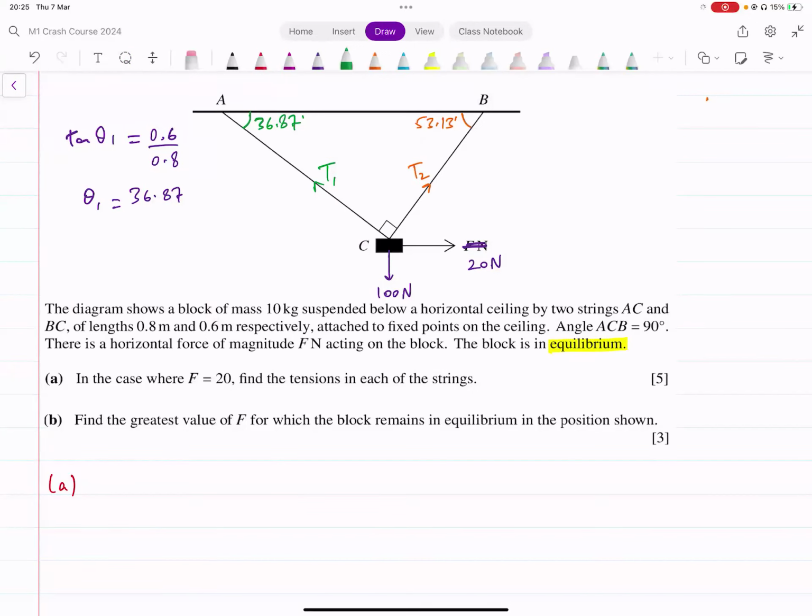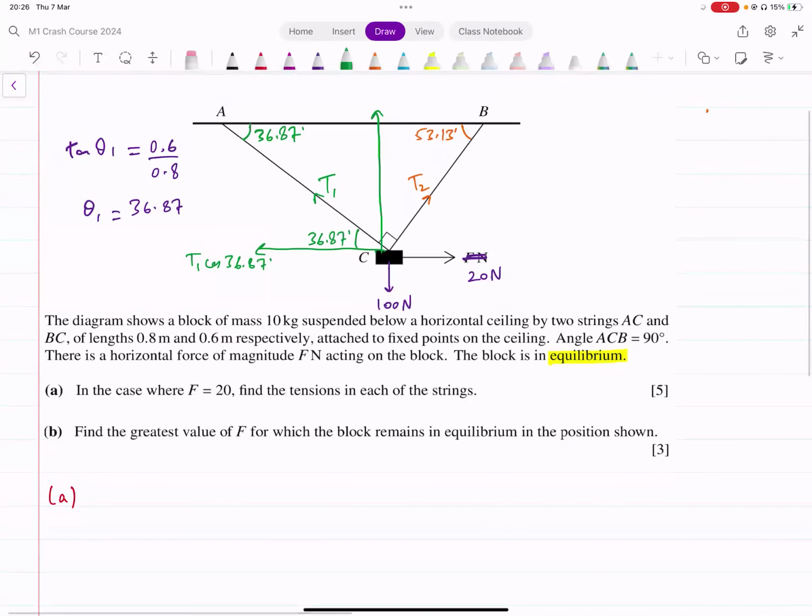There are going to be two components of T1, one acting in this direction and one acting vertically upwards. If this angle is 36.87, we can say this is an alternate angle to that. This is also going to be 36.87. So there are going to be two components of T1, one acting towards the left side. That one is going to be T1 cos 36.87 because that's adjacent to the angle. And the one acting vertically upwards, that is going to be T1 sine 36.87. These are the two components of T1.